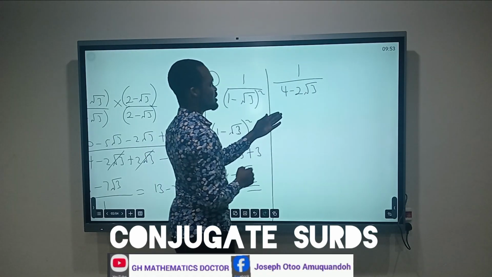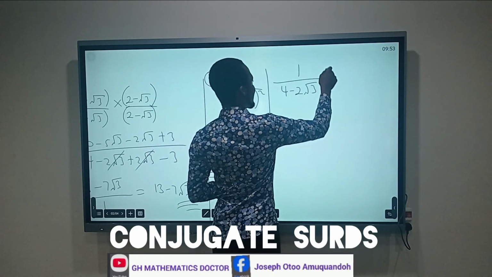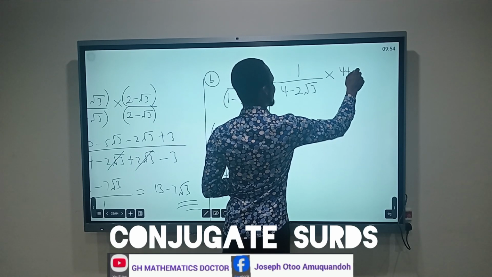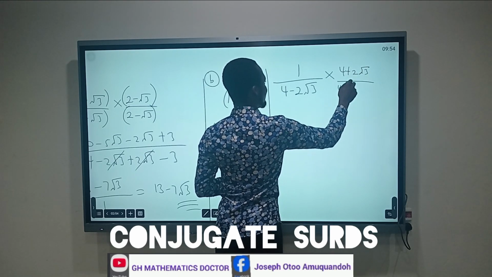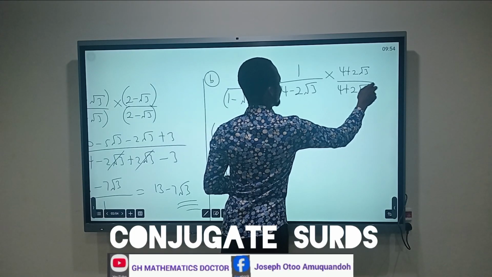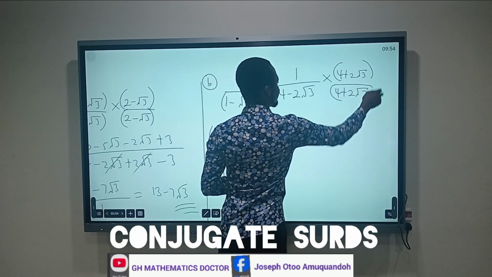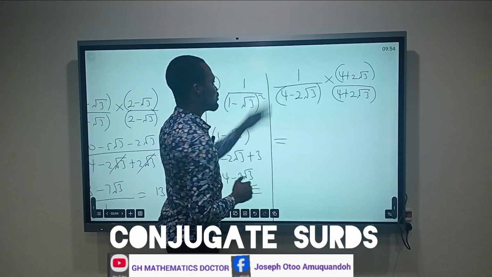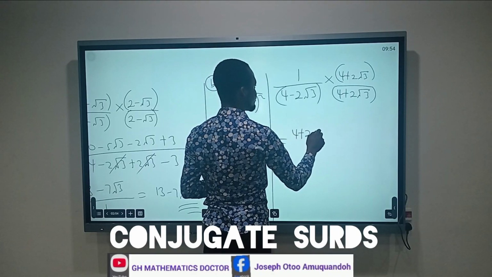Then we can solve this because it has become a linear form. We need to multiply the same fraction against its conjugate. That will be 4 plus 2 root 3 over 4 plus 2 root 3. So we multiply them and simplify. 1 multiplying the brackets here will give you the same thing, 4 plus 2 root 3.